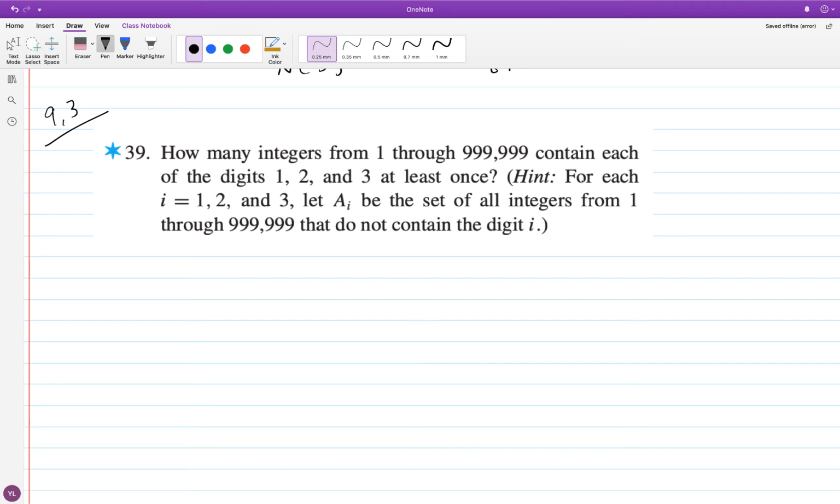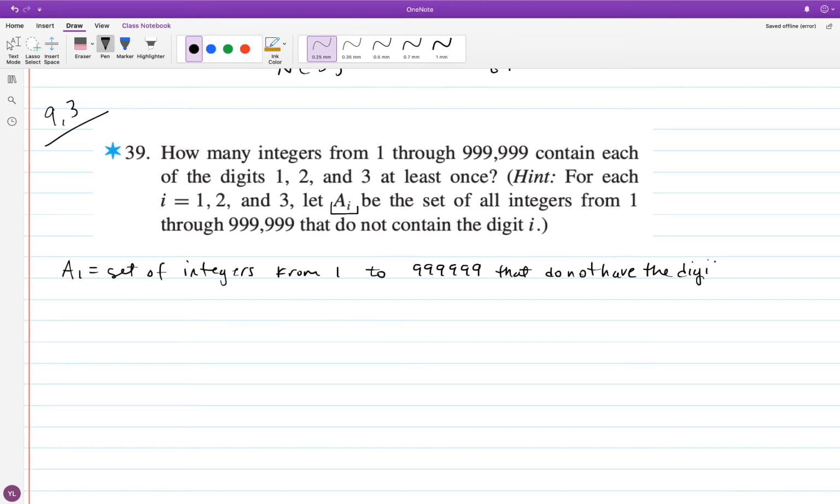Okay, so the hint is that for each of those numbers, 1, 2, and 3, let's define a particular set of integers in that range that do not contain the digit i. Let me write out their hint carefully. So A1 is going to be the set of integers from 1 to 999,999 that do not have the digit 1 in them. So something like 970,000 would be such an integer that does not contain the digit 1. And I'm going to do the same thing for A2 and A3.